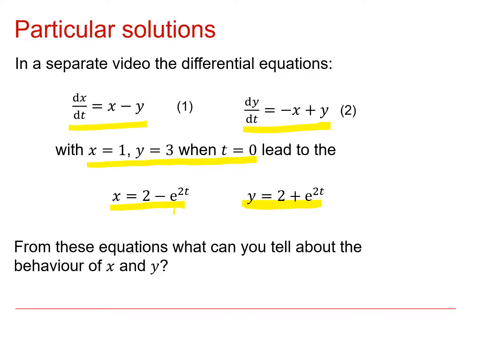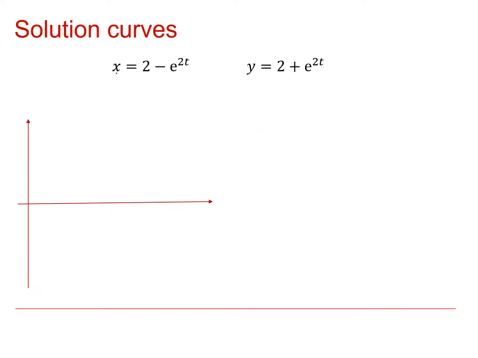However, from those equations, what can we tell about the behavior of x and y? To look at the behavior of x and y, it's useful to look at the solution curves. So if we think about a plot here, where this is the t-axis, we'll look at what happens to the values for x and y against t.